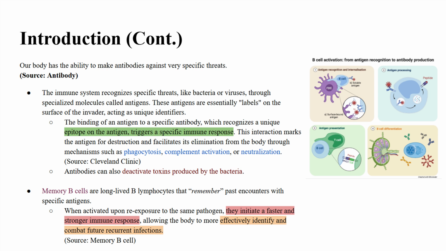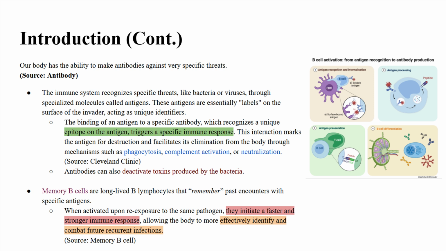Like Anthony said, our body has the ability to make antibodies. We can make them against very specific threats. The immune system can recognize specific threats, like the bacteria or viruses, through specialized molecules called antigens. These antigens are essentially labels, and we can put them onto a surface of an invader and use them as unique identifiers. The binding of an antigen to a specific antibody, which recognizes a unique epitope on the antigen, will trigger a specific immune response.